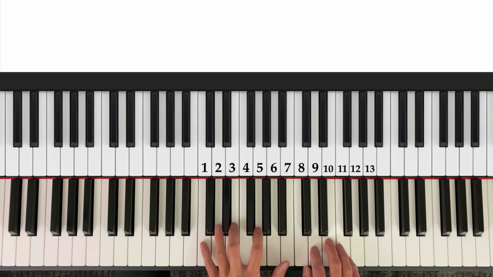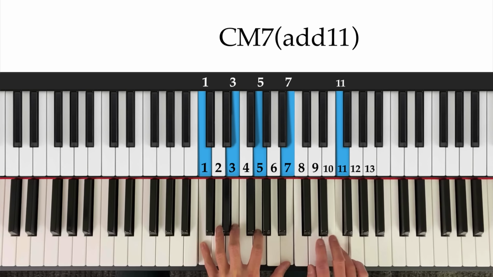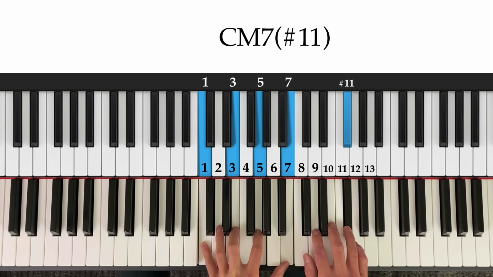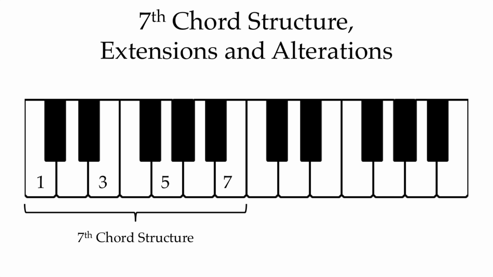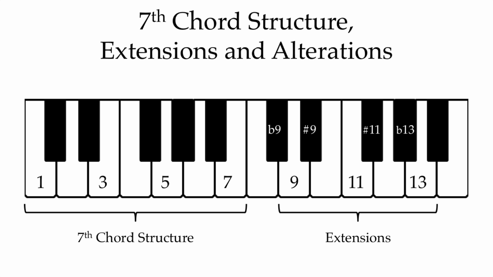Another example is how about we play the major 7th chord with an 11. We can now alter the 11, raising it one key to make it a sharp 11. So these are examples of altered notes, altering the extensions by sharping or flatting them. Let's learn all the alteration possibilities. So here's our 7th chord structure, and here are the extensions, 9, 11, and 13. Now these are all the possible alterations. We have flat 9, sharp 11, and flat 13. So just like our extensions, we can add altered extensions to the chords we've learned.